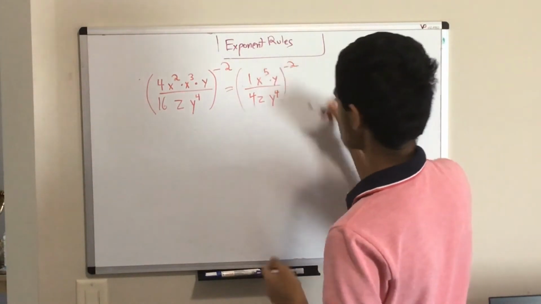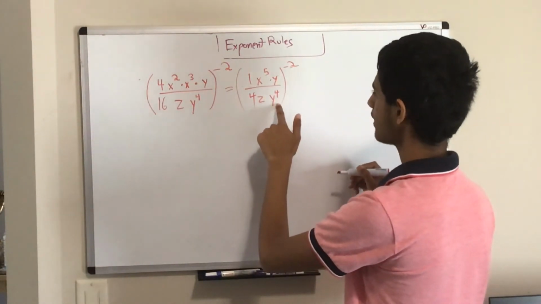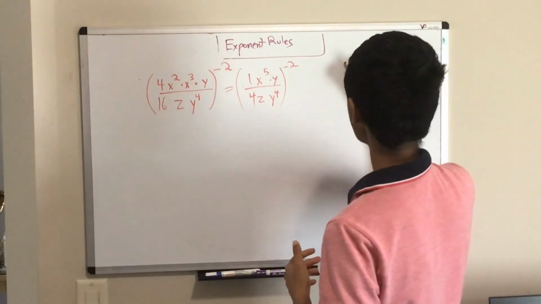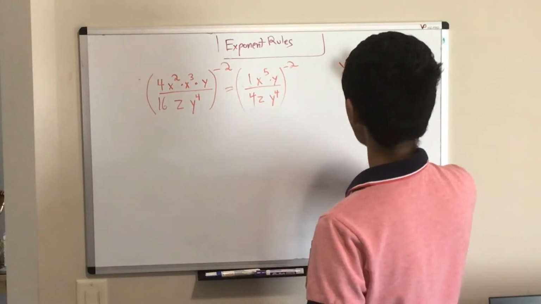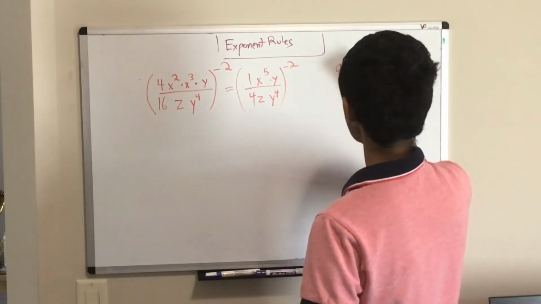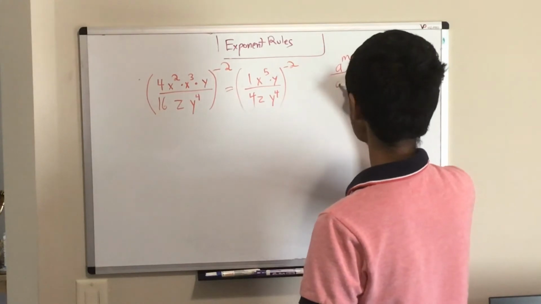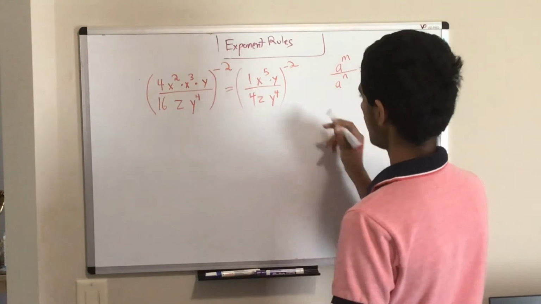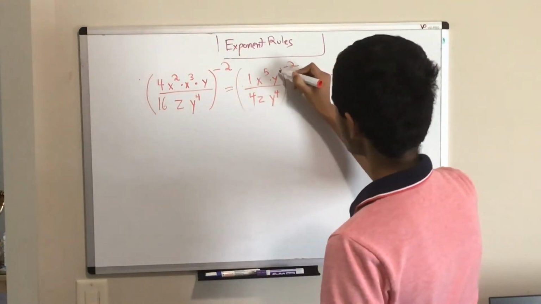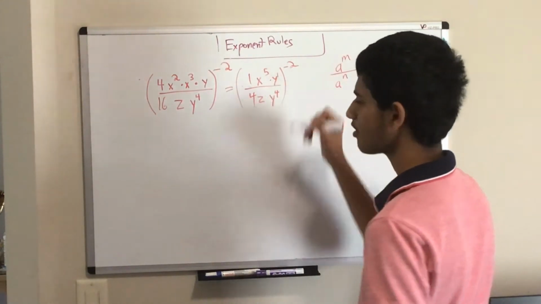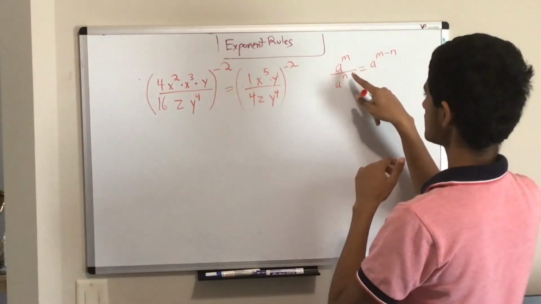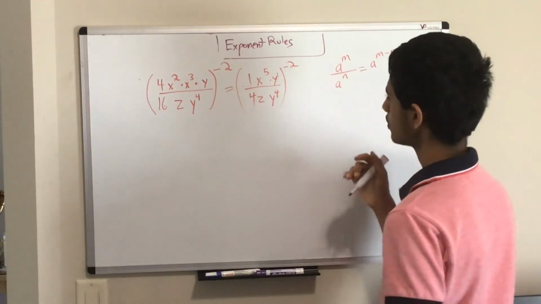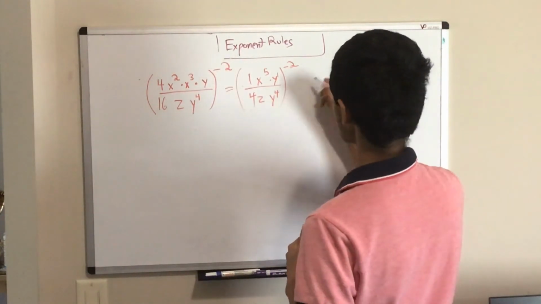You may also notice that there's another set of like terms in here, y to the power of 4 and y. You may remember from the quotient rule that a to the power of m over a to the power of n is the same thing as a to the power of m minus n. That's what we see here, because this is a y to the power of 1, and then there's a y to the power of 4 in the denominator. So the answer is y to the power of 1 minus 4, which is -3. So we're going to rewrite this over here.